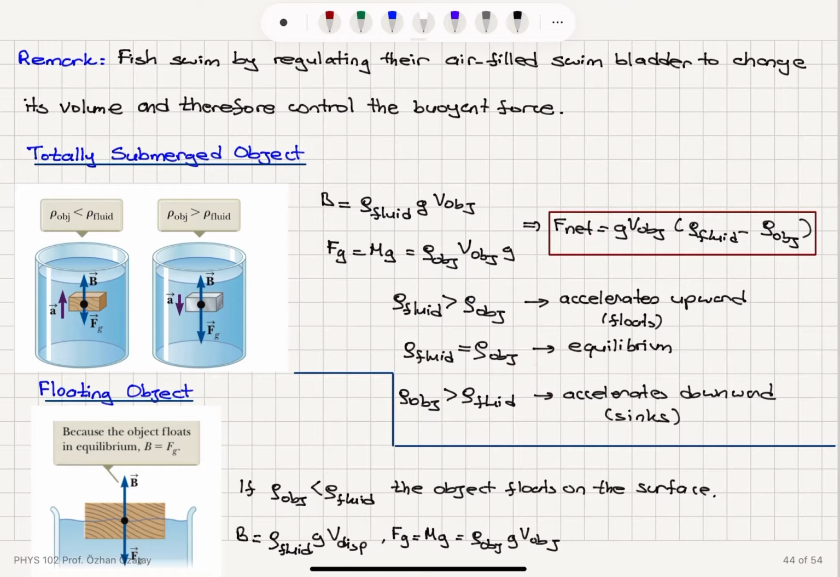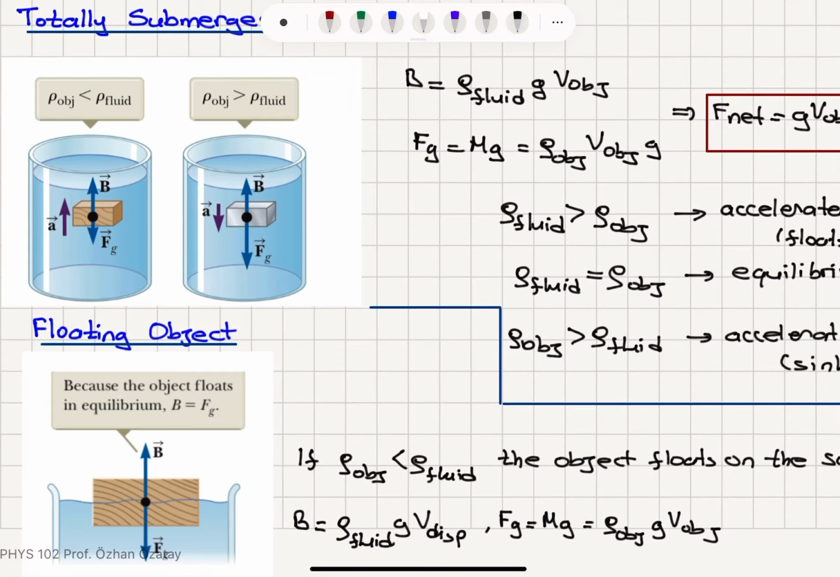If the densities are equal, the net force is zero, that's equilibrium. If it was at rest, it stays at rest. If it was moving at constant velocity, it will keep moving at constant velocity. If the density of the object is greater than the density of the fluid, this means this force is negative, in the minus j hat direction. It will accelerate downward, therefore it will sink. Now, when the object has a density less than the density of the fluid, the object will float.